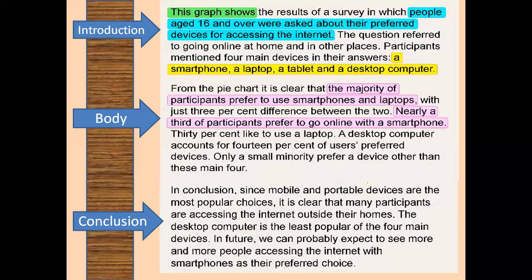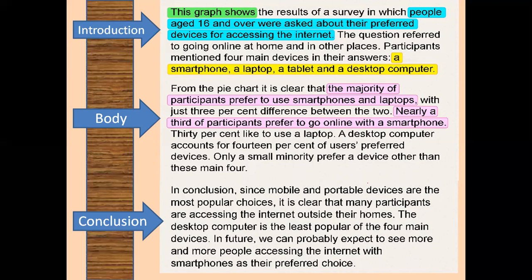Nearly a third of participants prefer to go online with a smartphone. 30% like to use a laptop. A desktop computer accounts for 14% of users. How much percent of people are using computers to access internet? That is only 14%. Only a small minority prefer a device other than these main four.